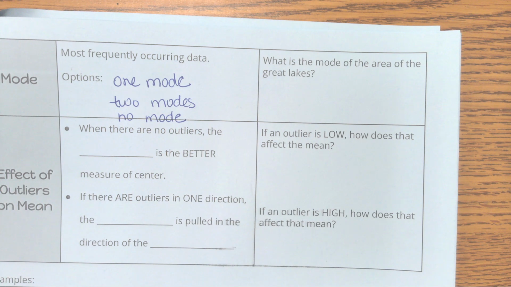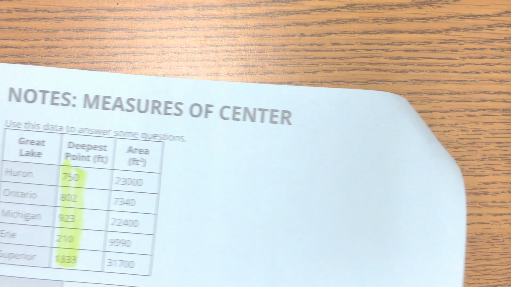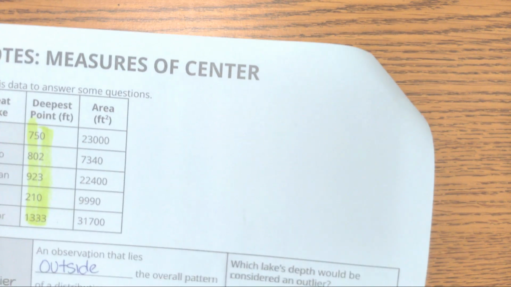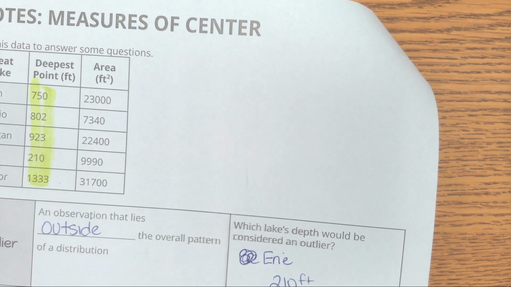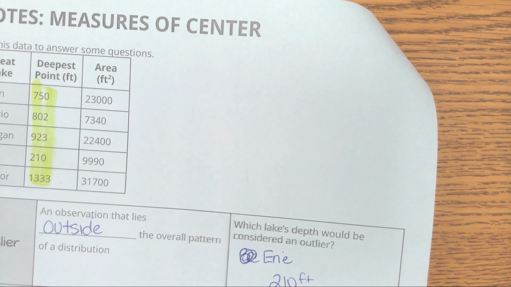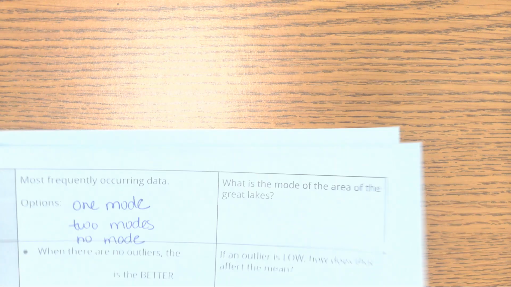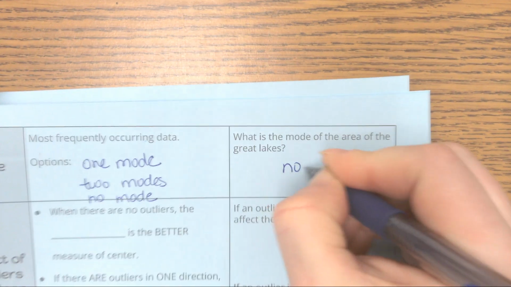Okay, flipping back on the page before, let's look at area instead. What's the mode of the area in square feet? Is there one that's most occurring? No. This would be an example of a data set that has no mode.